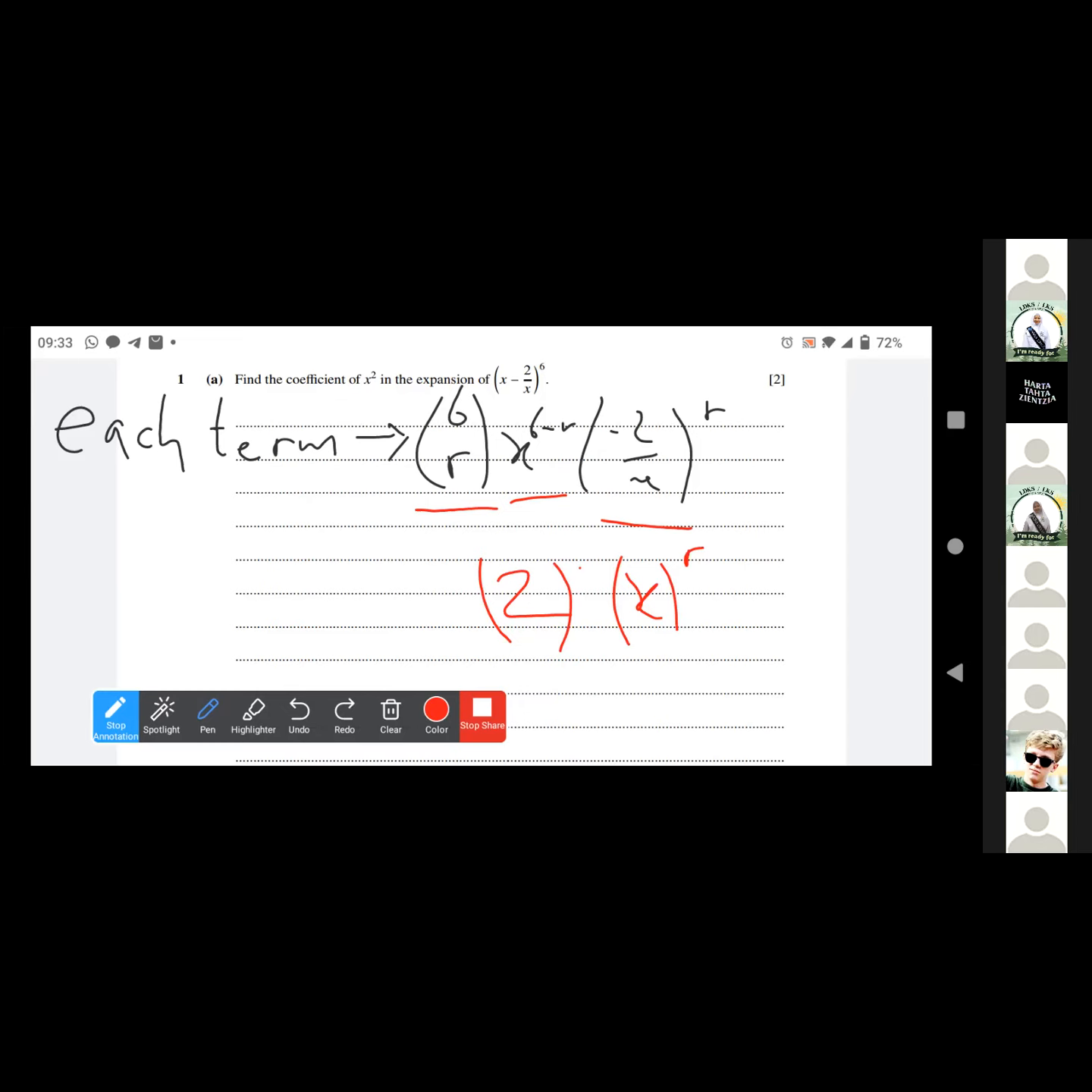Okay, so what can we do to find r? We have a few options. The first one is to list all the powers from the first term to the last term. The second one is to compute the power by using the rules of exponentials. In this case it's probably easier, so we have 2 choices.